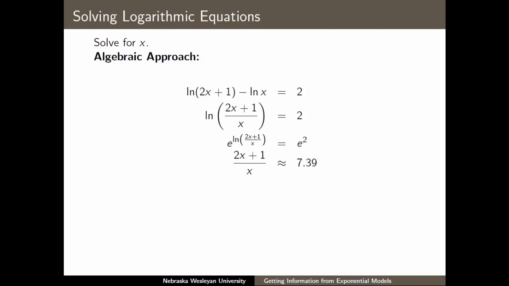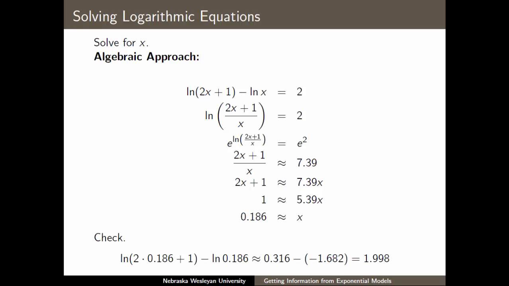Since I have an x in the denominator of the left-hand side, multiplying both sides by x would be a good choice to make a simpler left-hand side. Then I can subtract 2x from both sides to gather up all the x's. And finally, dividing both sides by 5.39 would isolate x at a value of about 0.186, which is very close to our visual estimate of 0.19. As always, if I want to check this answer, I can take an x value of 0.186 and plug it into the original equation. It comes out to about 2. Since we rounded the e squared, we introduced a little bit of error.